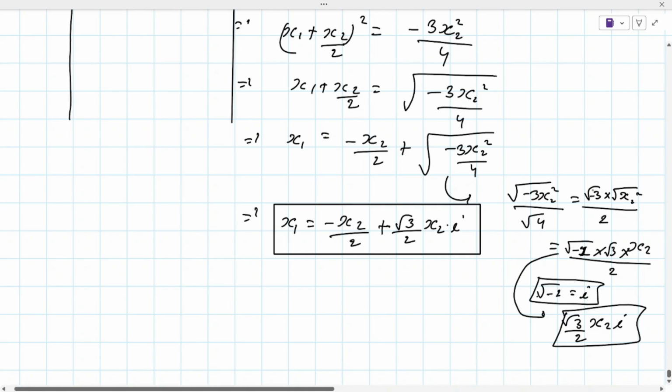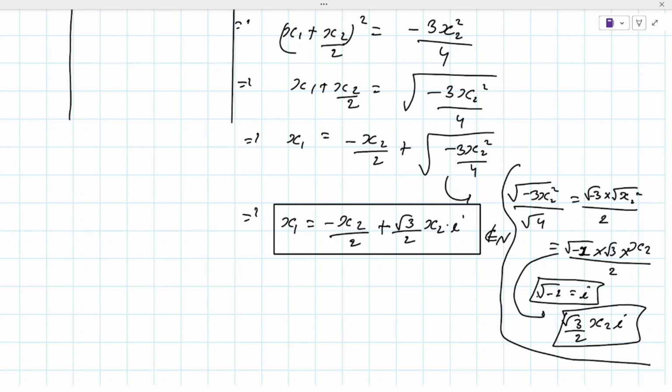Yes. Root under minus 3 can be written as root under minus 1 into root under 3. I have broken it. And this part doesn't belong to N, right? This is the rough part, okay? This is the explanation for how we get root under 3 by 2 x square into i, okay? Is it clear? So this one doesn't belong to N, right?